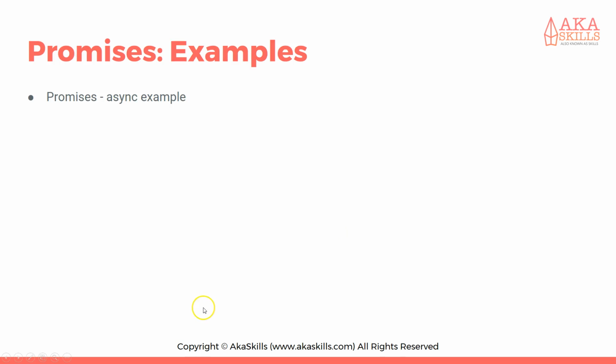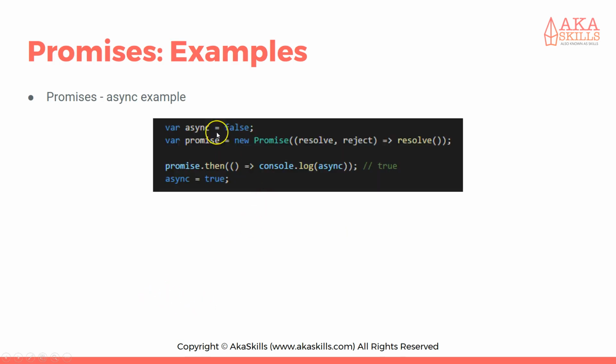Some examples of promises. So, an async example: I'm saying var async equals false and var promise equals new Promise with resolve and reject, where in all cases I'm going to call resolve. Then I'm saying promise.then, and here I say empty brackets, which is again an arrow expression. So this goes to console.log async, and I'm going to receive true. After that I can set async to true.